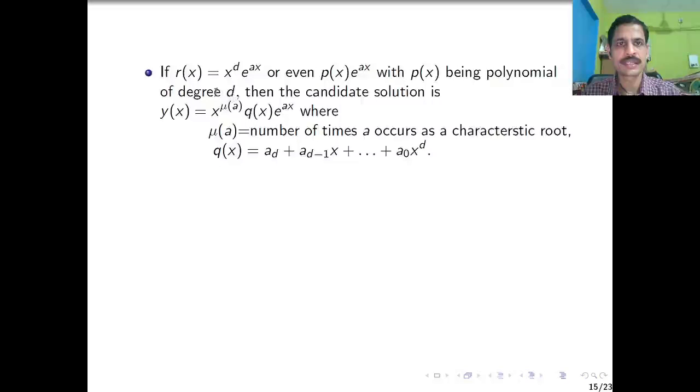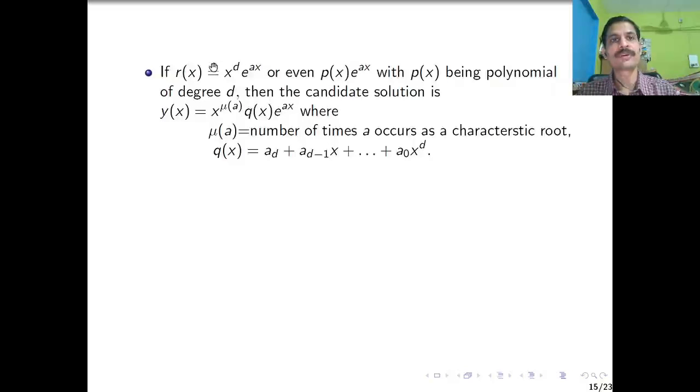What I am saying is, if R(x) happens to be x raised to some power, say d can be 4 or anything, and multiplied by e raised to ax, where a can be 2 or something. So R(x) could have been x square e raised to 2x, or it could have been a polynomial times e raised to ax. Let's say the polynomial was x square plus 2x plus 3, this polynomial multiplied to e raised to 2x, something like this. So the polynomial can be of degree d. For example, what I just now told was a polynomial of degree 2.